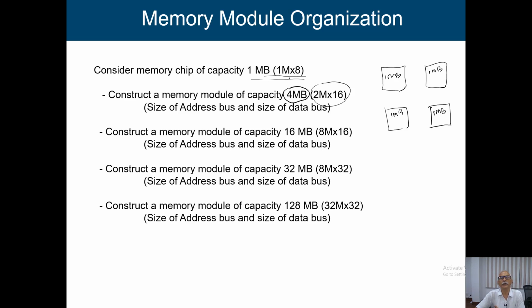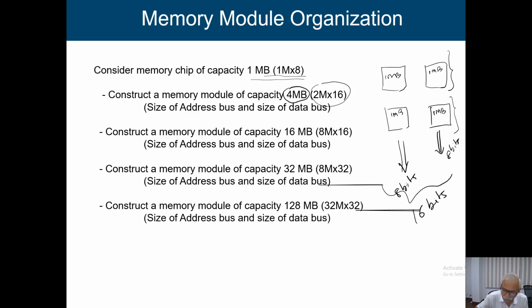memory. But now it says, how are we going to organize these? We now organize it as 2 mega memory locations. So these two chips will give me 1 mega memory location, and these will give me another 1 mega memory location. And from this chip, I am going to get 8 bits. So from here I am going to get 8 bits. Combining together I am going to get 16 bits. So these are the 16-bit data we are going to get.